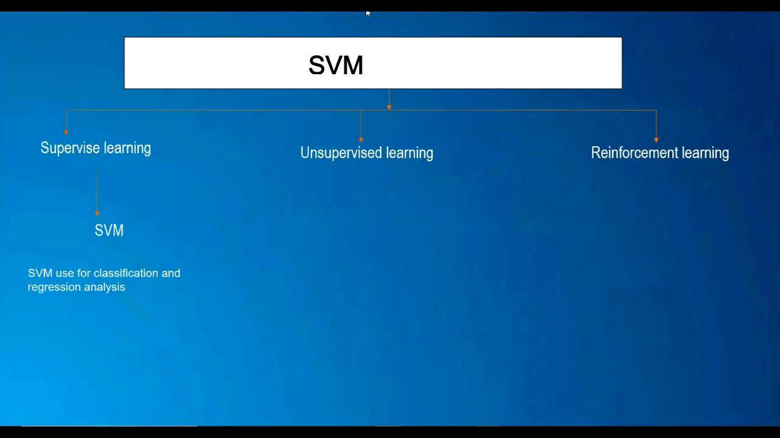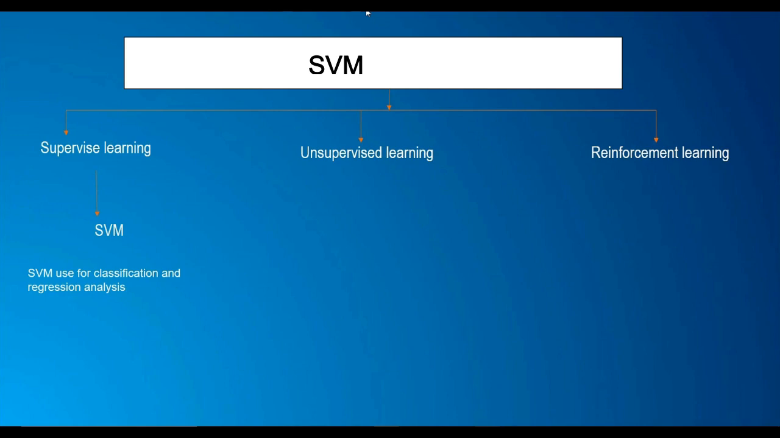So first you have to understand, whenever we are talking about classifications in machine learning, there are three ways to do machine learning classification. One is supervised learning, another is unsupervised learning technique, and another is reinforcement learning technique. Here, SVM falls under the supervised learning technique.